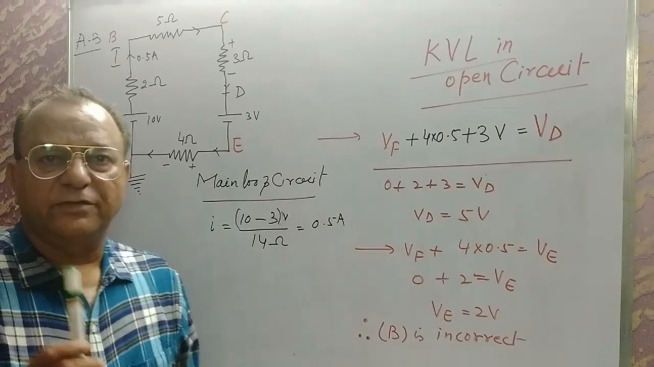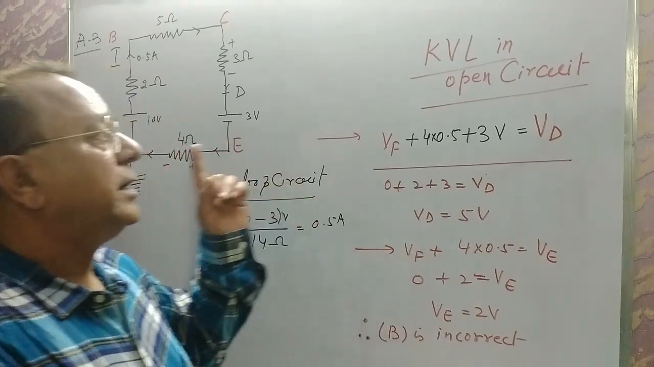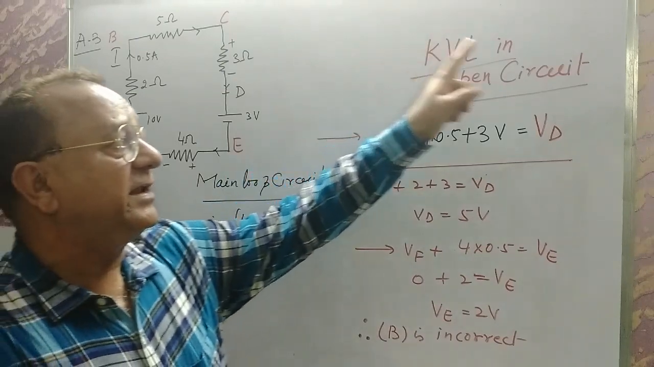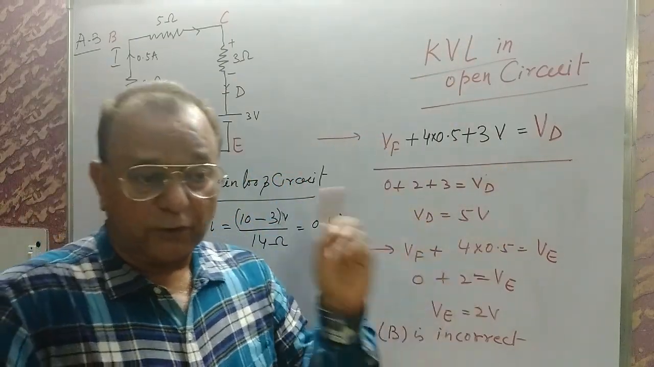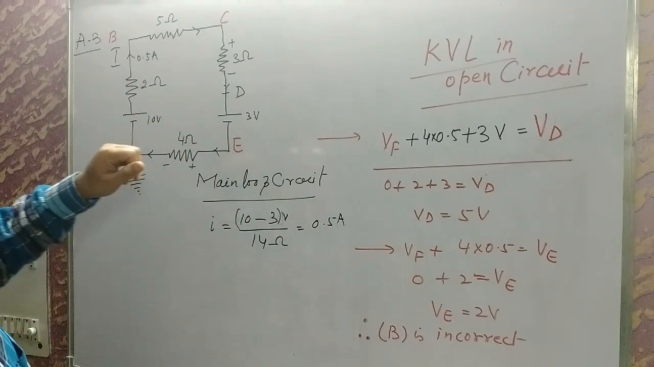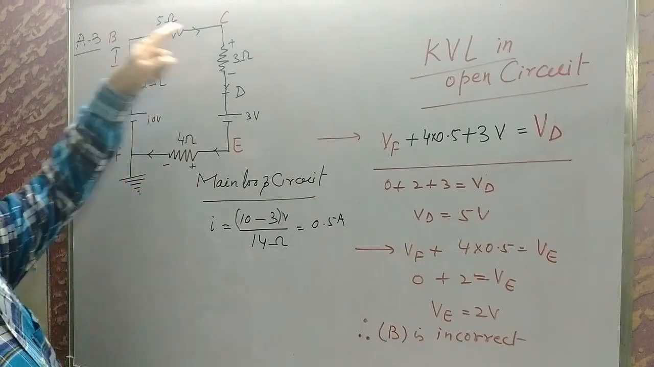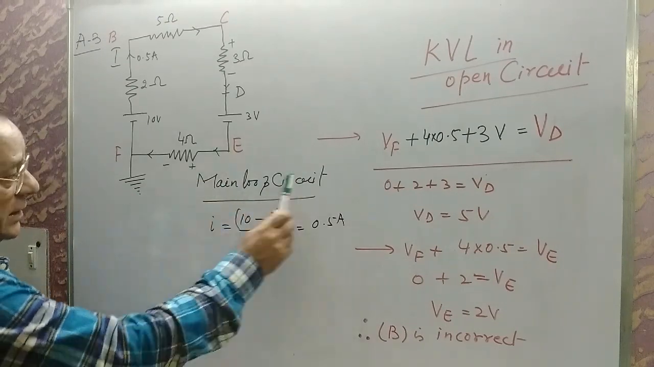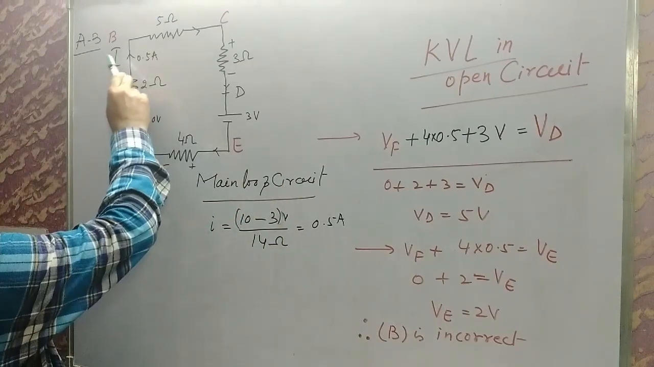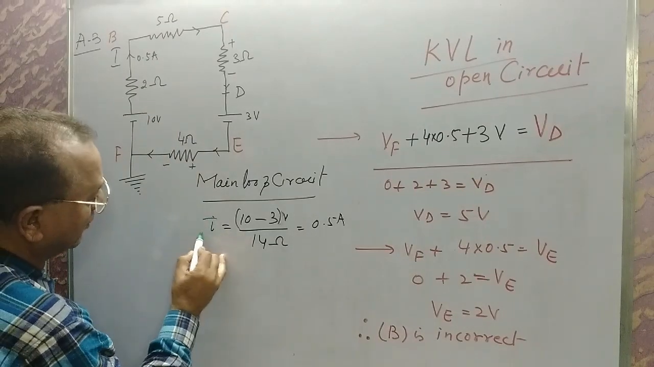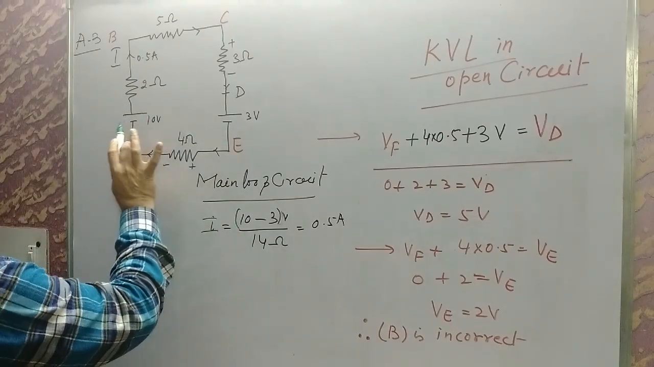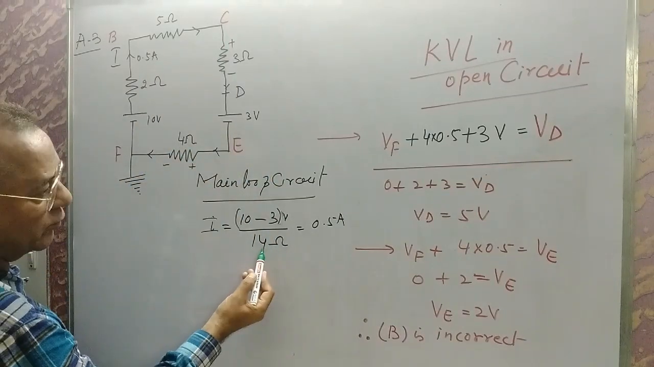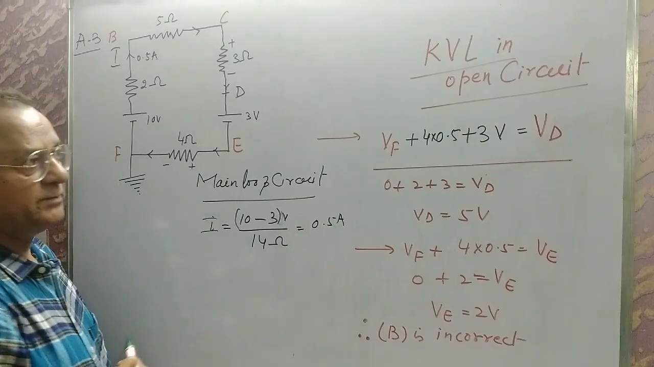Let us take up answer number 3, students. Again, I have continuously given you this concept, KVL in open circuit. There is a third continuous question. In this question also, because it is a mono loop, meaning a single loop, you can write the current directly. I is equal to net voltage, 10 minus 3, divided by total resistance, 14 ohm, which is 0.5 ampere.